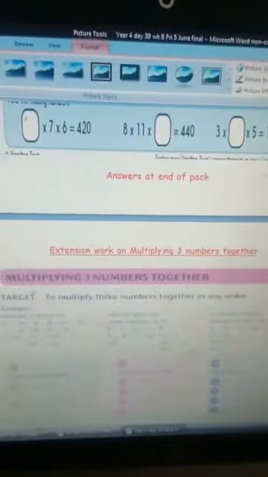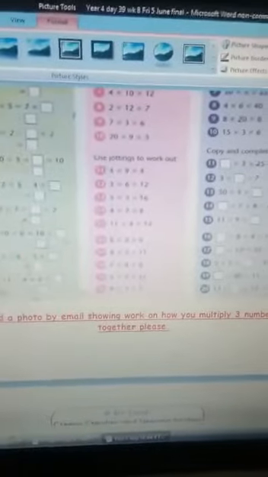And then for the extension work, we've got some multiplying 3 numbers together, looking at which ones are more challenging. C is very challenging because it's not dealing with single numbers, it's got tens and units mixed. And there at the end we've got some missing ones. So if you can email me any of that work with multiplying 3 numbers, that would be fantastic.